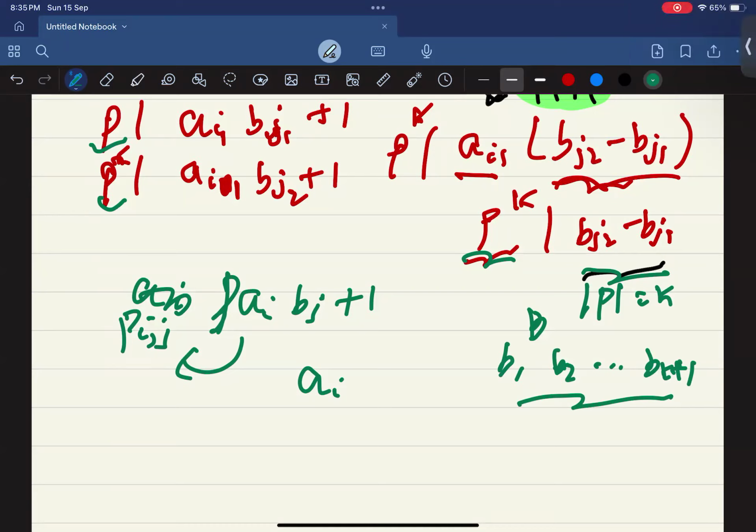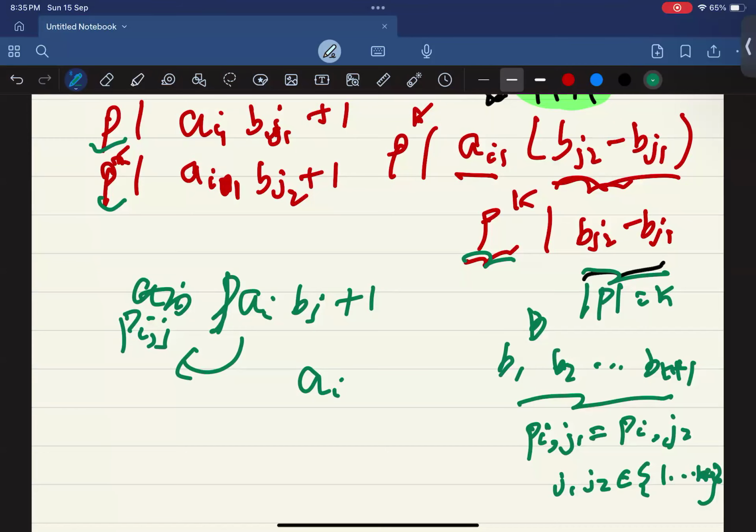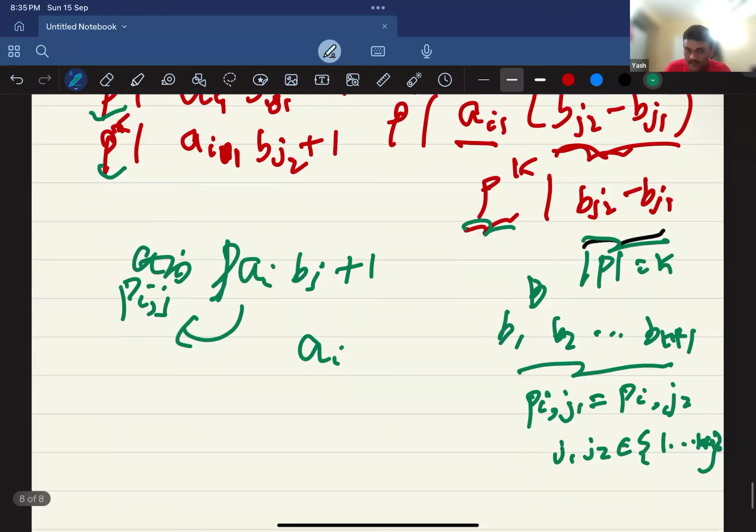One of the primes occurs infinitely often. Yes, it must be equal, right? Basically you get that many of the primes, p_{i,j1}, is equal to p_{i,j2}, where j1 and j2 belong to the set 1 till k plus 1. But I can vary i, right? Always remember that the b's are bounded, I'm varying i.